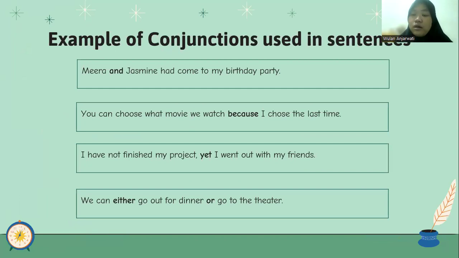And this is an example of conjunction: Mera and Jasmine had come to my birthday party. Okay, so the word and is a conjunction. And you can choose what movie we watch because I chose last time. So the word because is a conjunction. And I have not finished my project yet I went out with my friends. And the word yet is a conjunction. And we can either go out for dinner or go to the theater. So the word either is a conjunction.